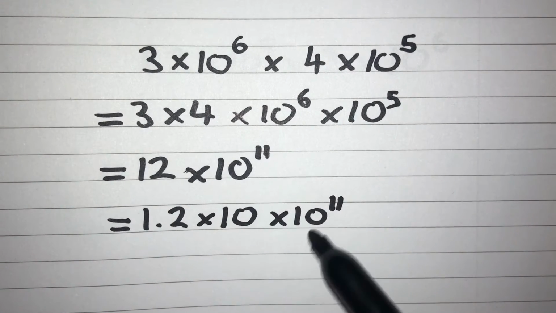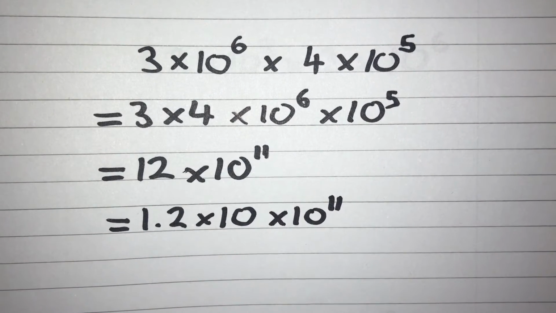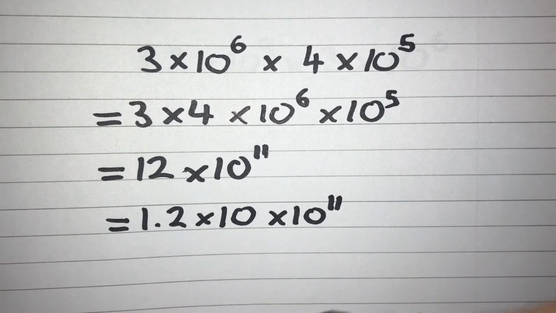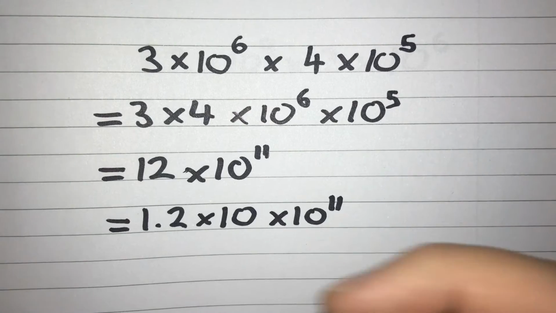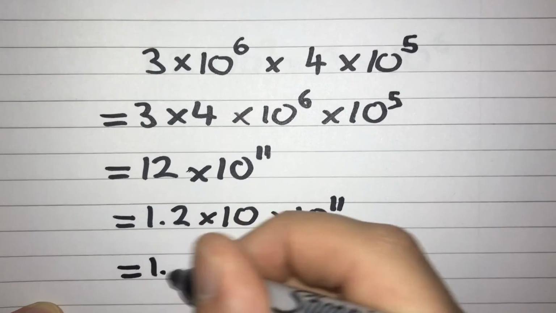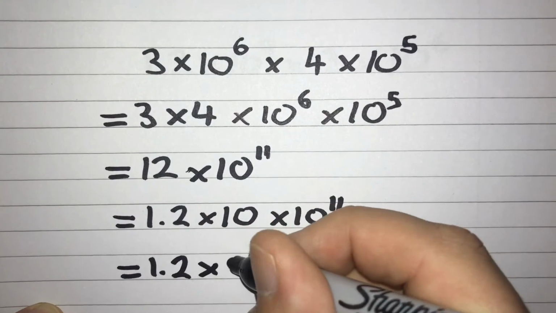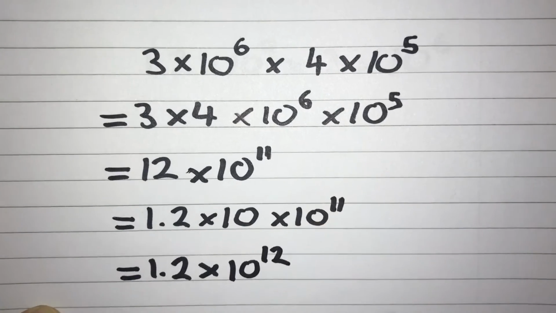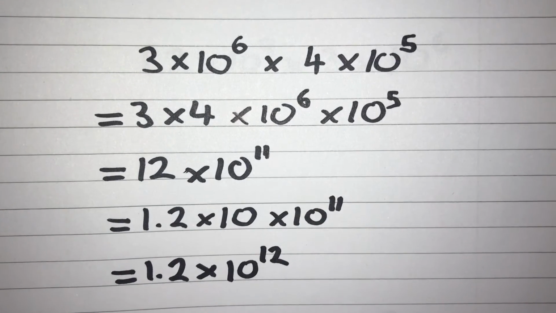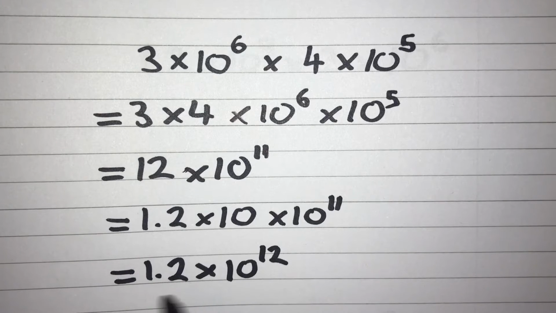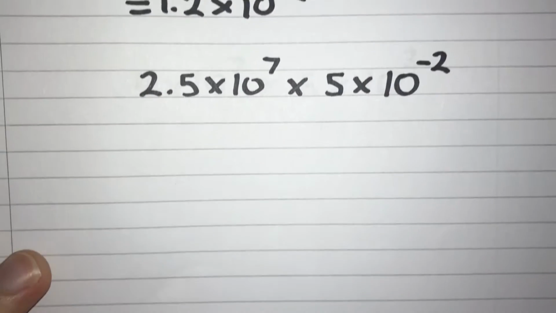Well, 10 multiplied by 10 to the power of 11, that's just going to be another 10 that we're multiplying this power of 10 by. So we can change this 10 to the power of 11 to a 10 to the power of 12. So our final answer would be 1.2 times 10 to the power of 12. And now we're in standard form because we've got a number between 1 and 10 and we've got our power of 10 that we're multiplying it by. Let's look at one more example.